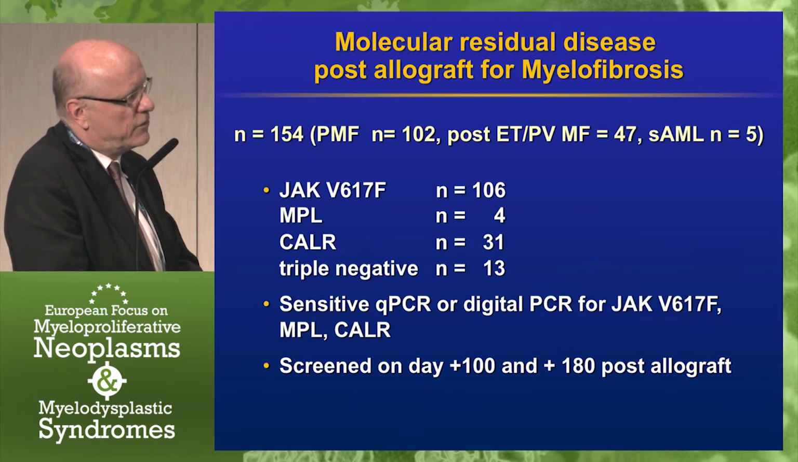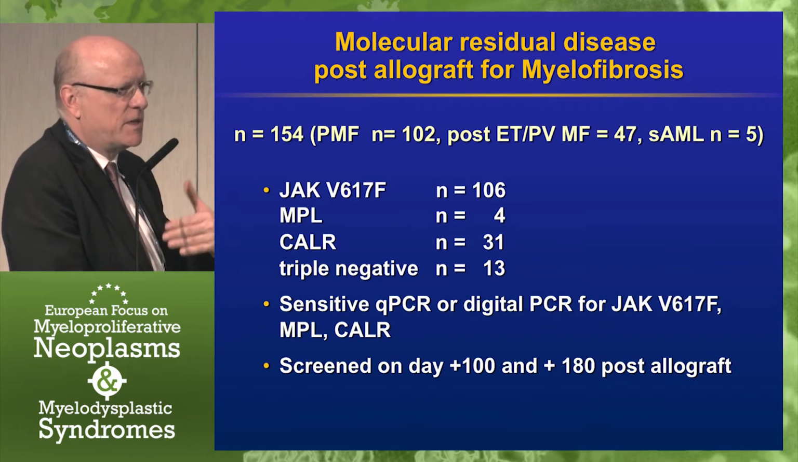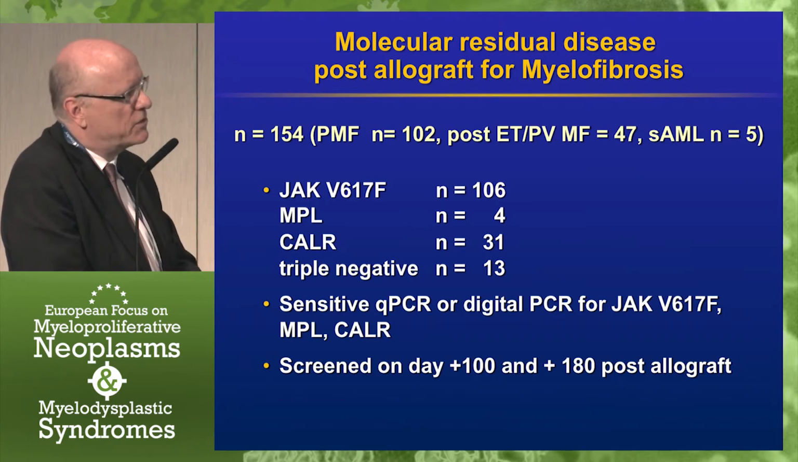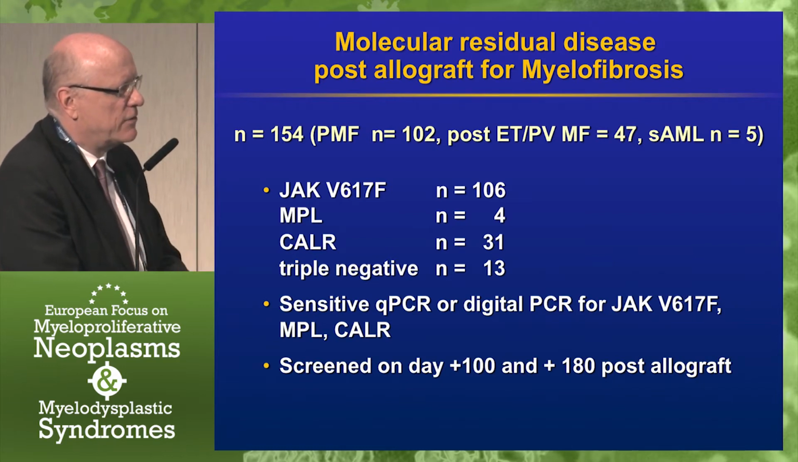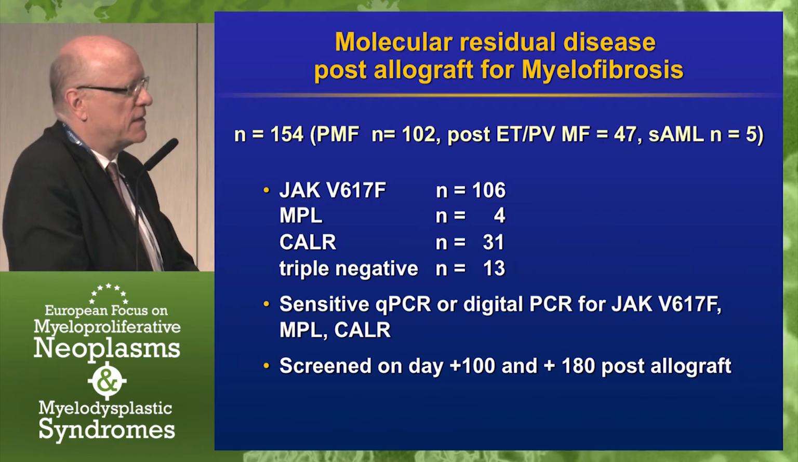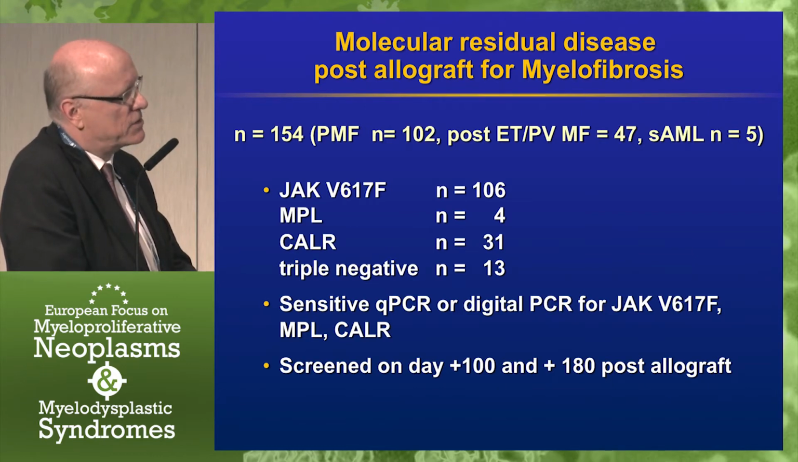So we looked specifically for the so-called driver mutation, and you can see in more than 80% you can have one of these mutations, 13 were triple negative. And in those who were positive for JAK, MPL, and CALR, we developed a highly sensitive PCR technique to look for minimal residual disease. And more recently, other methods like digital PCR are a very nice method to look for high sensitivity and also specificity. So we screened all these patients after transplant on day 100 and day 180 post-transplant.